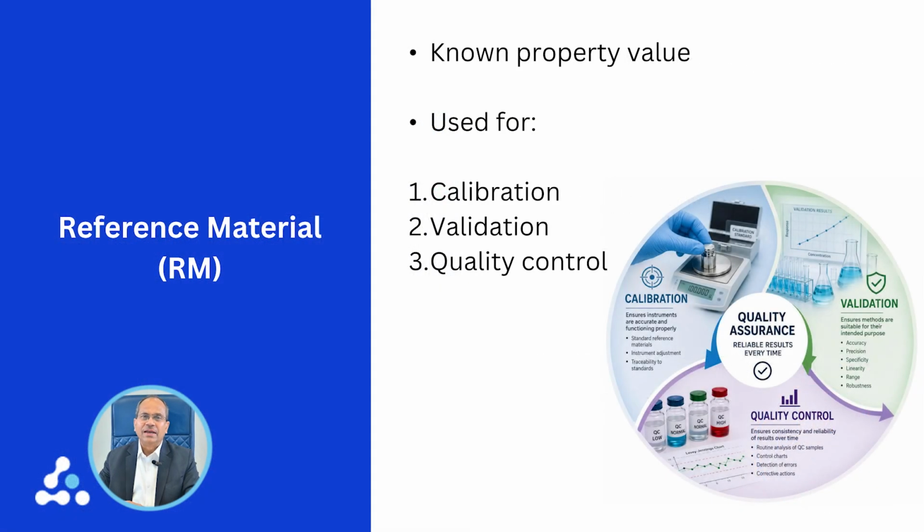A reference material or RM is a substance with a known property value which is used for calibration, validation and quality control. It is the starting point of all measurement. Without a reliable reference, even a sophisticated instrument can produce unreliable data.